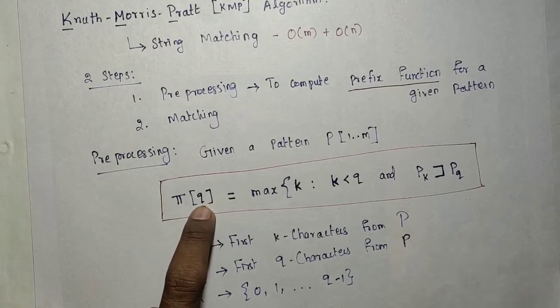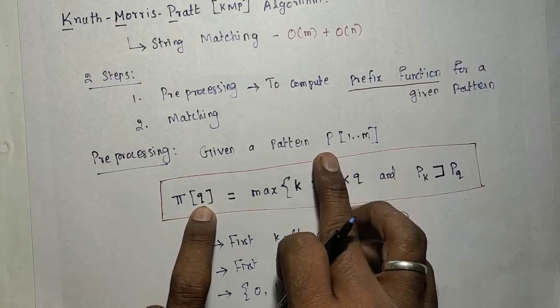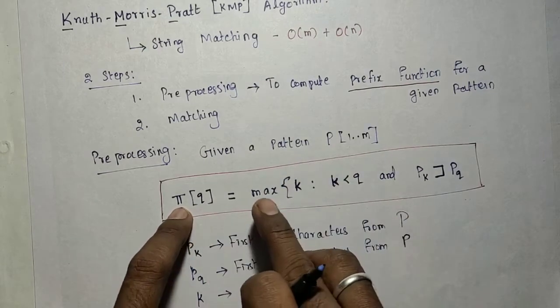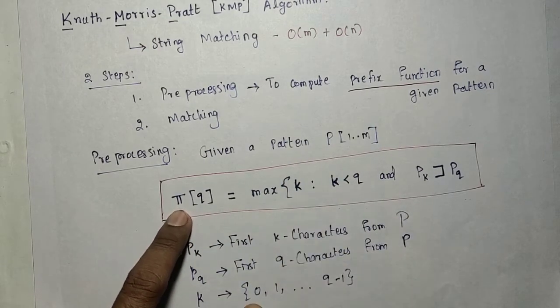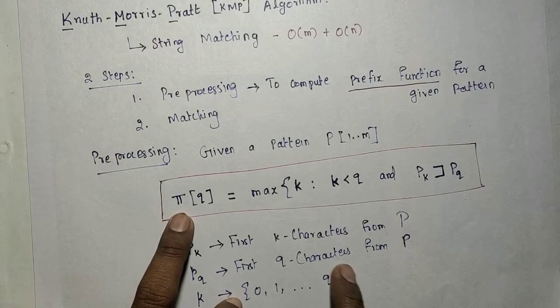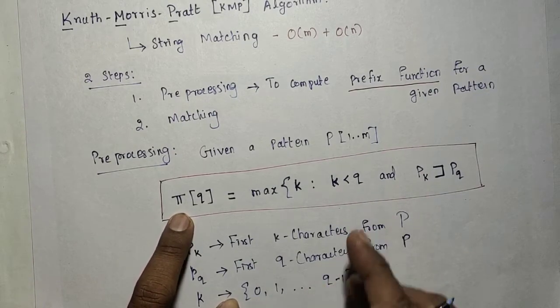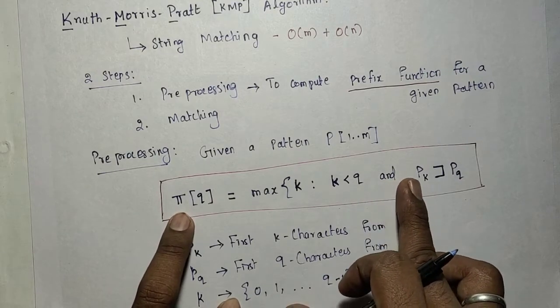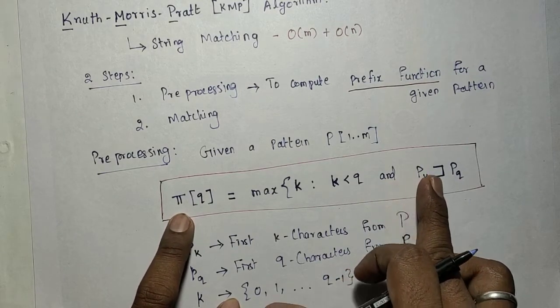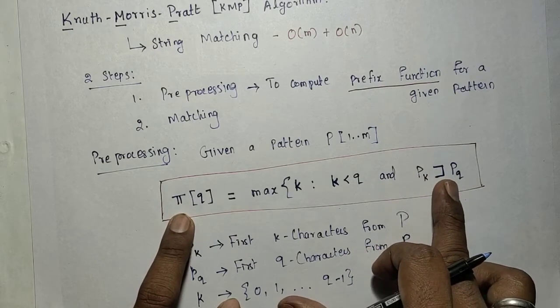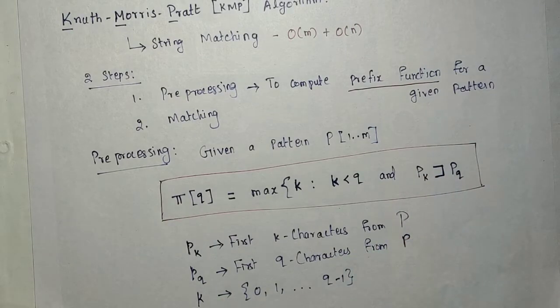So for the q-character string from the pattern, the prefix value is the maximum of k, where k is 0, 1, 2 up to q minus 1, which satisfies that the first k characters Pk are a suffix of Pq. By looking at this formula, it is a little bit confusing, but if you see an example, it will clearly show what pi of q is.